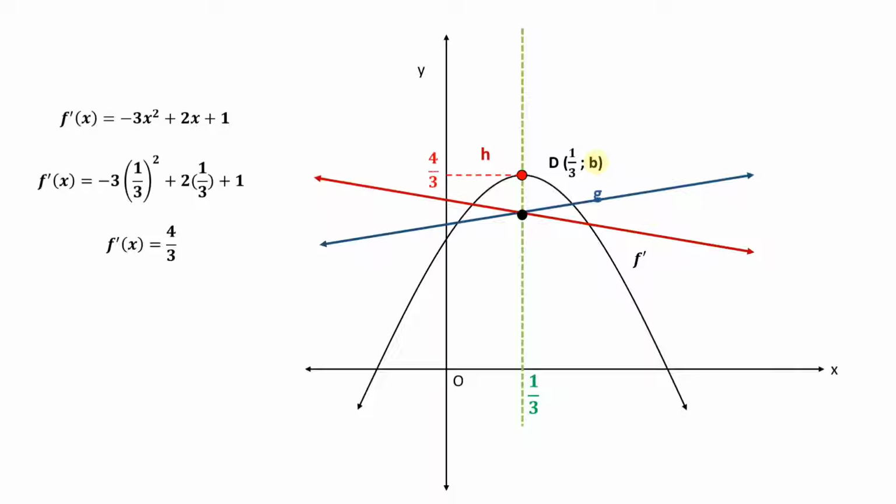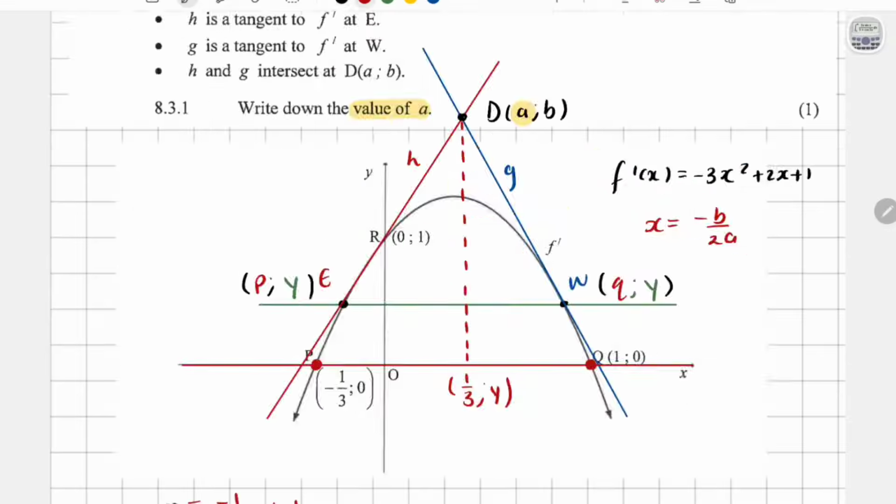So now we know what's there. That's 4 over 3. That is the y value of the turning point. So if we make that b value anything lower than 4 over 3, it's going to make these tangents not tangents anymore, but rather secants. So b just needs to be less than 4 over 3. Okay, and that's how we solve that problem.